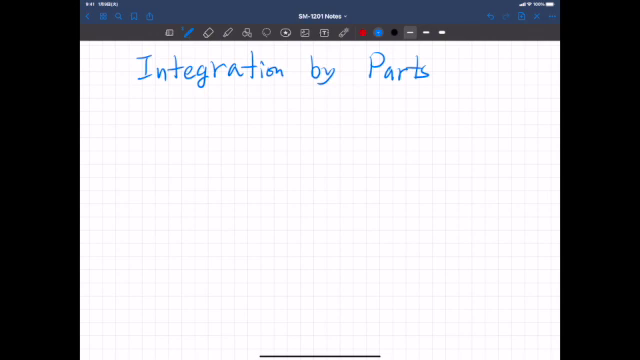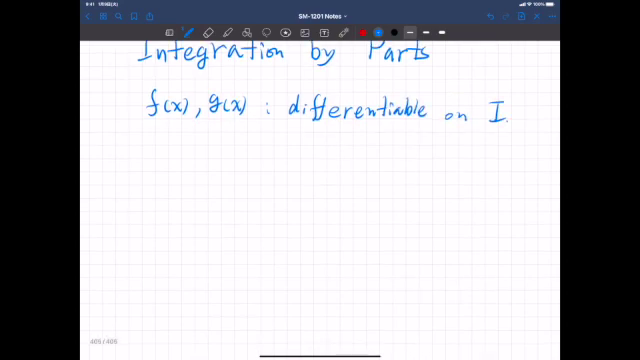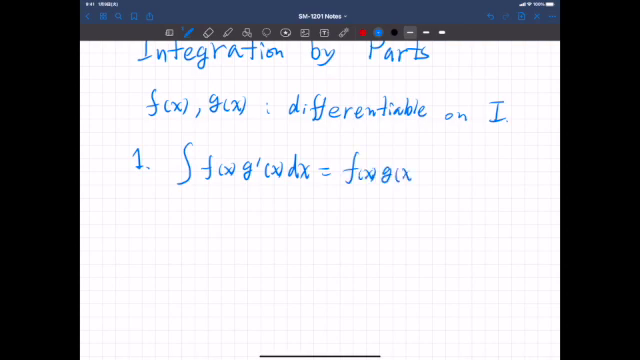The next technique is known as integration by parts. It's based on the product rule of differentiation. So let f of x and g of x be differentiable functions, not just continuous, but differentiable, on an open interval I. Then we have the integral of f of x times g prime of x dx equal to f of x times g of x minus the integral of f prime of x and g of x dx.